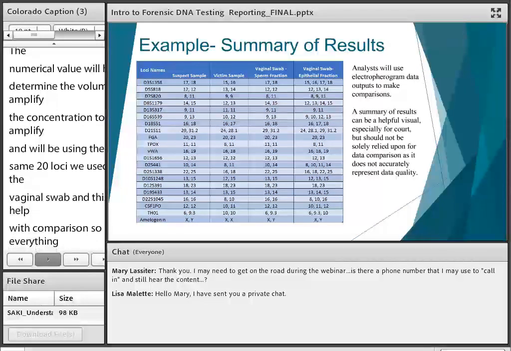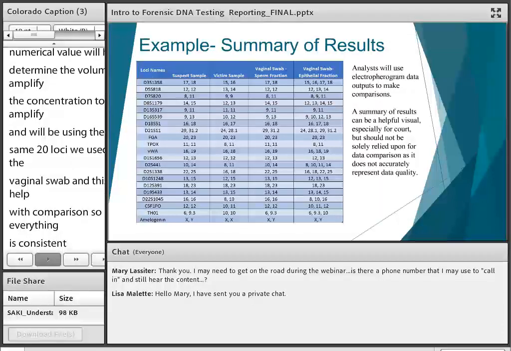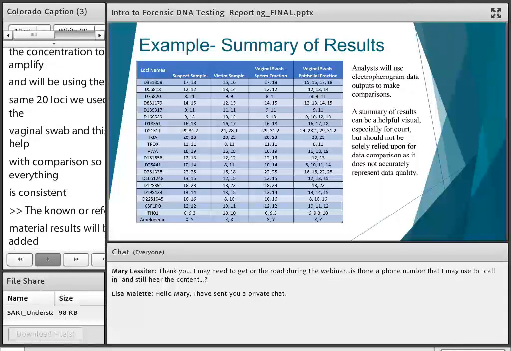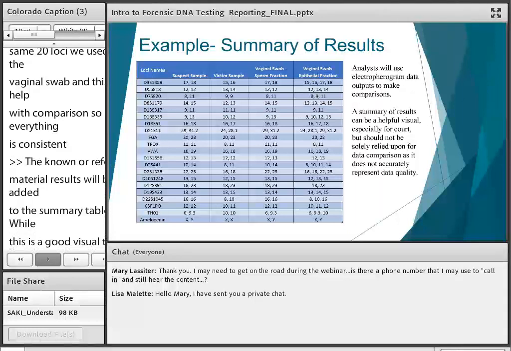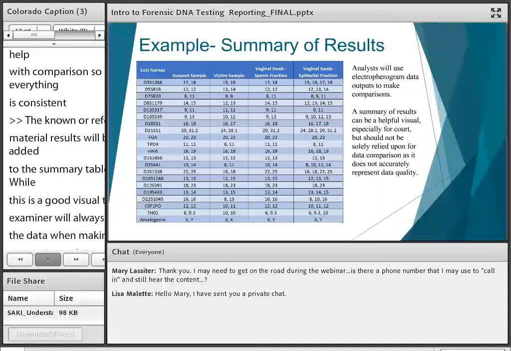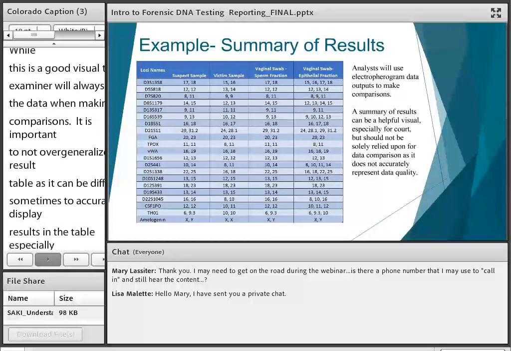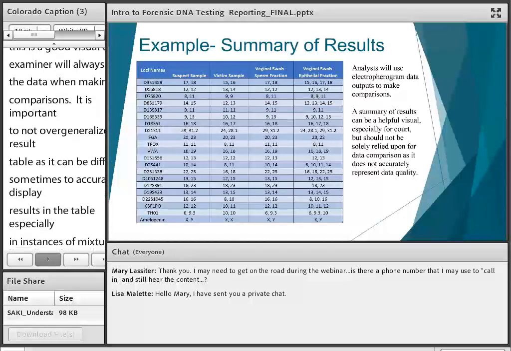Our reference material results will often be added to the summary table. And while this is a good visual, the examiner will always be using the peak data when making comparisons. So it's important to not overgeneralize the results table, as it can be difficult sometimes to accurately display the results in the table, especially in instances of mixtures, partial profiles, degradation, inhibition, and possible dropout of information.